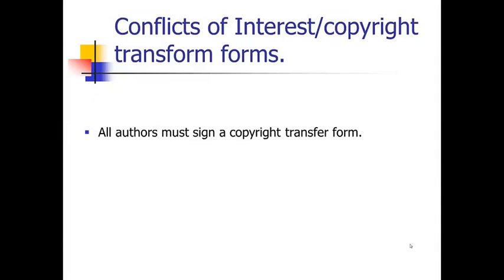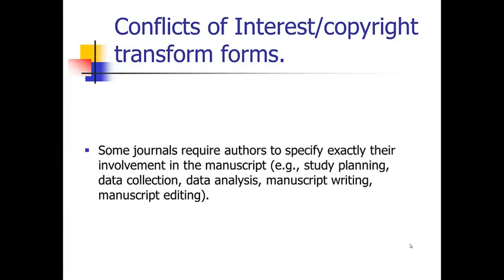All authors also usually have to sign some kind of copyright transfer form for the journal. So again, you need to leave time if you've got multiple authors on a paper to make sure you can get all those signatures. And some journals actually have forms that require the authors to specify exactly what their involvement was in the manuscript. These are really helpful because then it's really clear to people whether or not they should be an author on the paper.